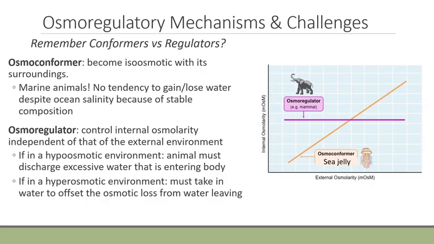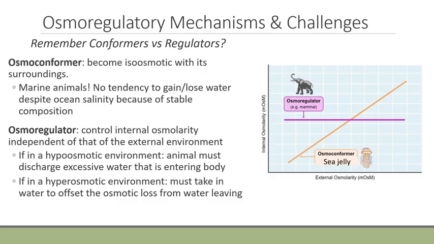They don't tend to lose or gain water due to their surroundings because they're staying at relatively the same balance. And typically ocean salinity is quite stable, so there isn't really a lot of fluctuation that you're going to see. There's no kind of seasonality to how salty it's going to be.